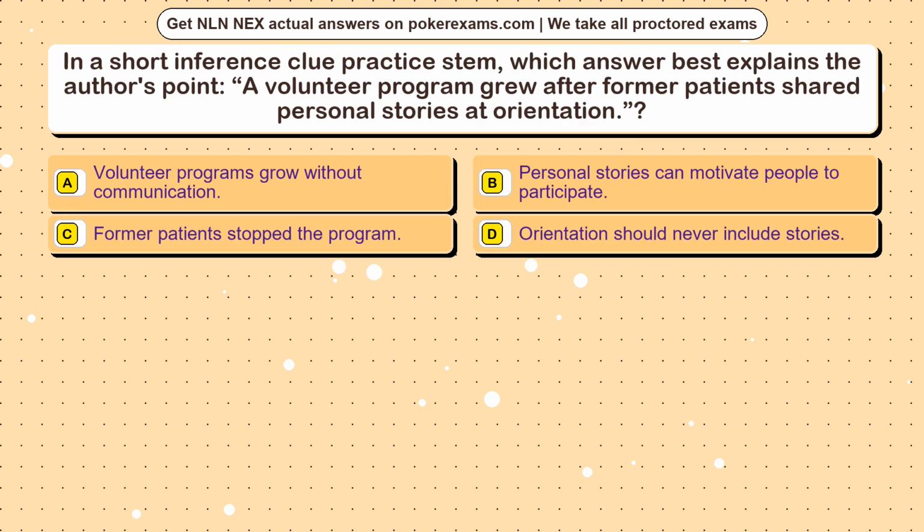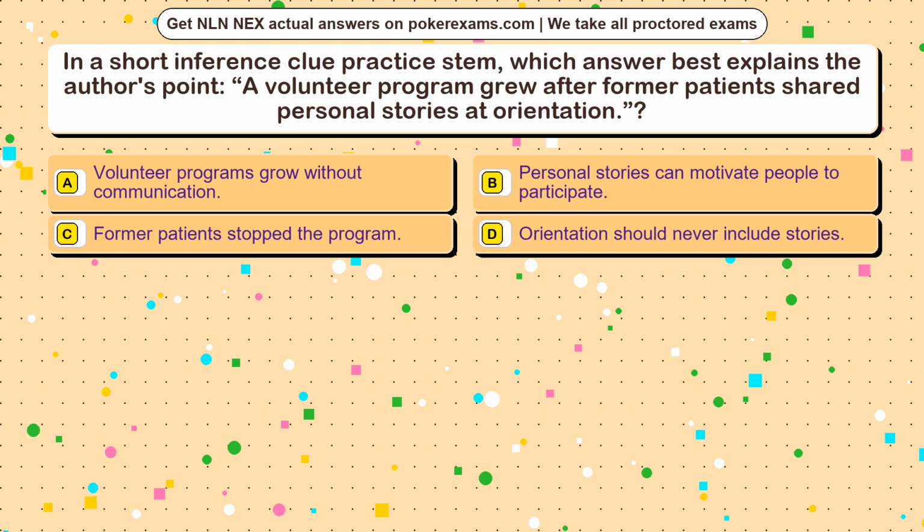Question 14. In a short inference clue practice STEM, which answer best explains the author's point? A volunteer program grew after former patients shared personal stories at orientation. Option A, volunteer programs grow without communication. Option B, personal stories can motivate people to participate. Option C, former patients stopped the program. Option D, orientation should never include stories.